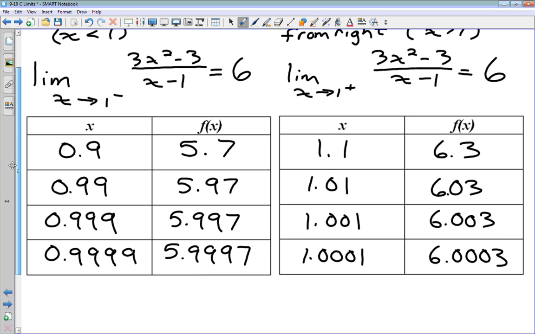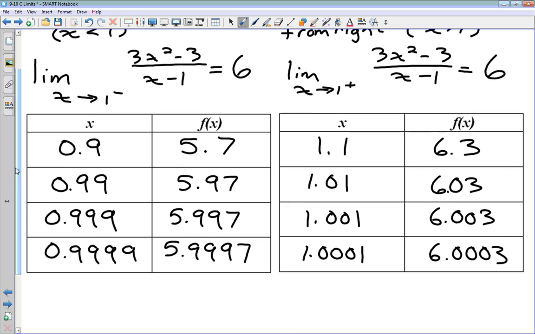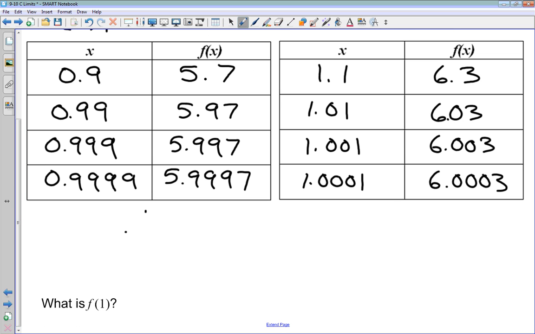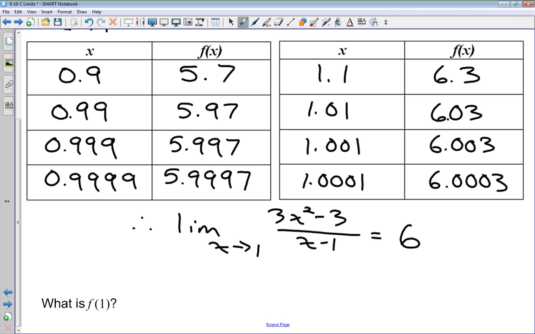So we can put these two things together and say, therefore, the limit as x tends to 1 of 3x squared minus 3 all over x minus 1 is equal to 6.